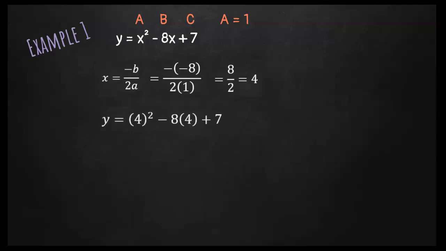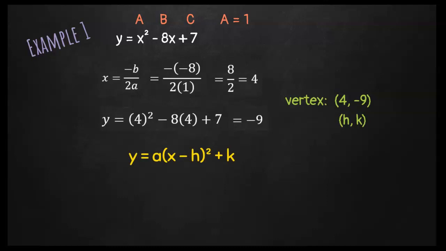Now I'm going to use substitution, so I'm going to take that 4 and plug it back into my original equation. And my y is going to be -9. So that means my vertex is going to be (4, -9). I've got my h, which is 4, and then my k, which is -9.